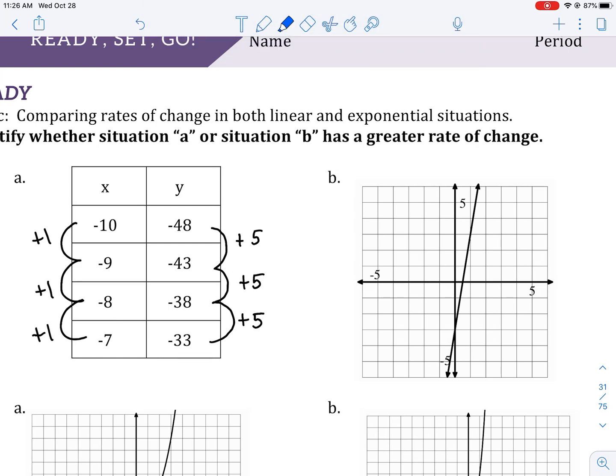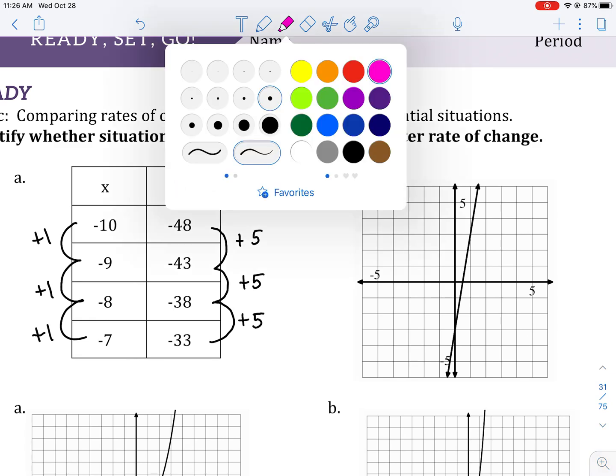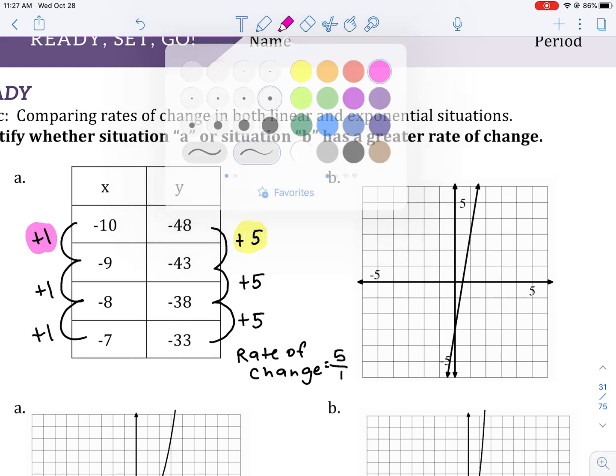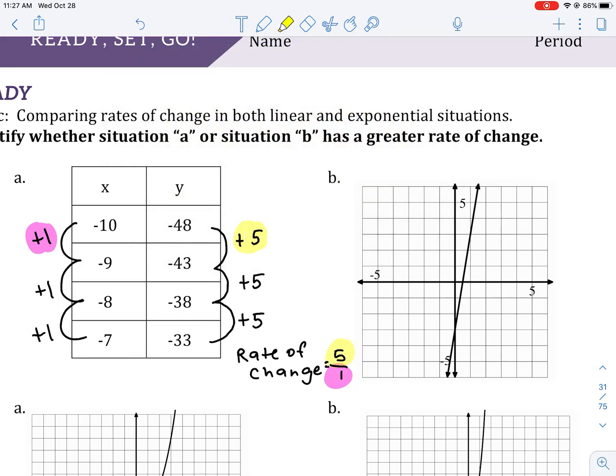So right over here, this is our change in y, and this is our change in x. So our rate of change for this problem is 5/1. It's always the change of x is on the bottom and the change of y is on top.